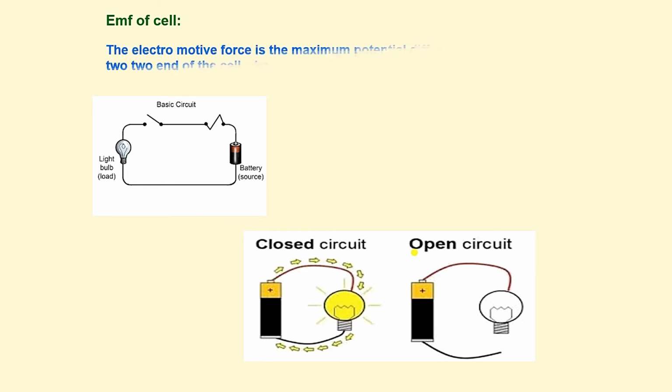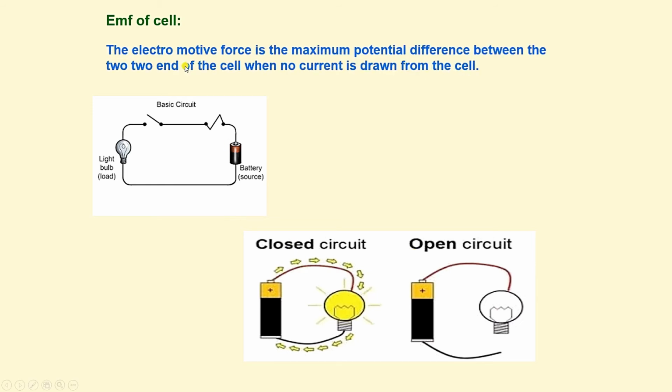EMF of the cell, electromotive force, is the maximum potential difference between the two ends of the cell when no current is drawn from the cell. Here is an open circuit. This is the battery connected. This is the bulb, and there is a switch. When we apply the key here, it will become closed. When you open it, the circuit will be open.